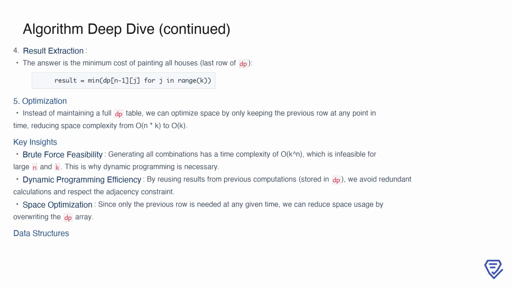This optimization is particularly useful when the number of houses, n, is large. The brute force approach, which has a time complexity of O(k^n), is infeasible for large inputs. In contrast, dynamic programming reduces the time complexity to O(n*k^2) by efficiently reusing results from previous computations. This makes it a practical solution for real-world scenarios. Additionally, by leveraging space optimization, we make the algorithm even more memory efficient.